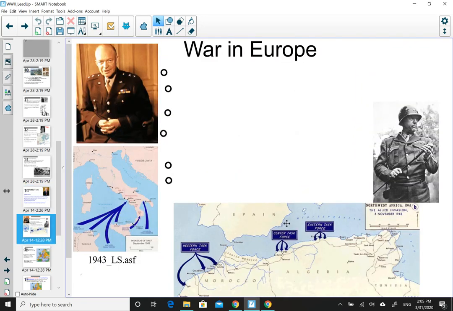I mentioned before that there were two main theaters of war. This is not theater in the sense of plays and musicals. That's just the term military experts use to describe the place where the battles of war take place. The main theater directed at the Nazi regime in Germany was in Europe, and the person leading US and Allied forces in Europe was Dwight Eisenhower, who later in the 1950s will become president of the United States.